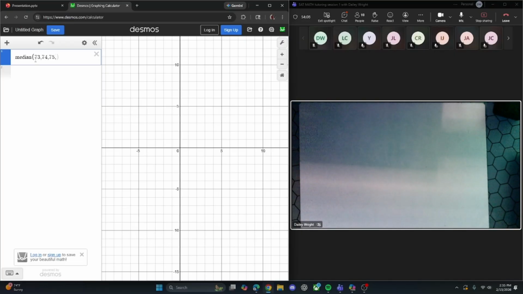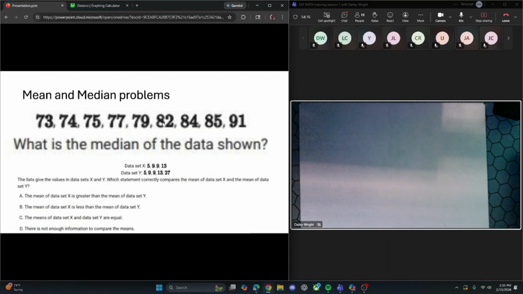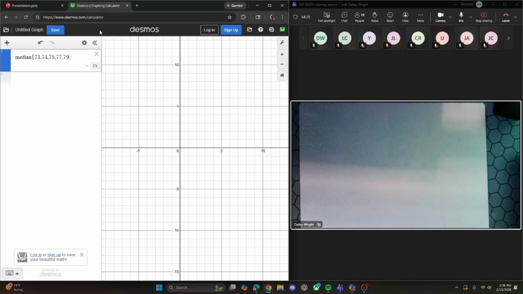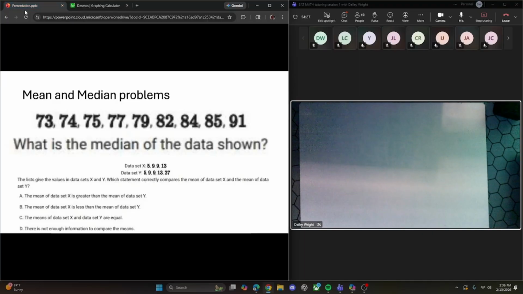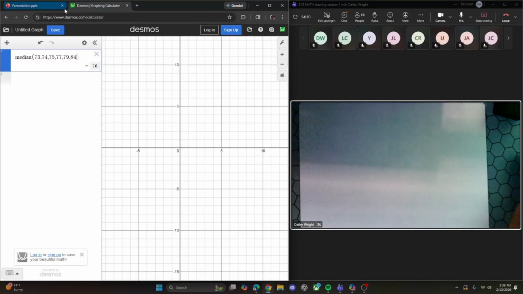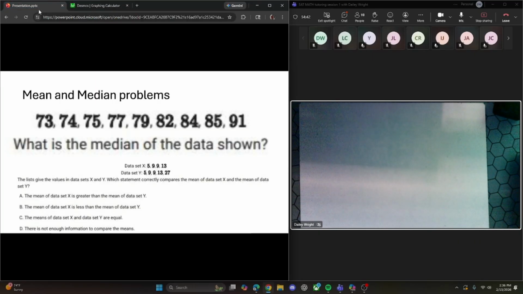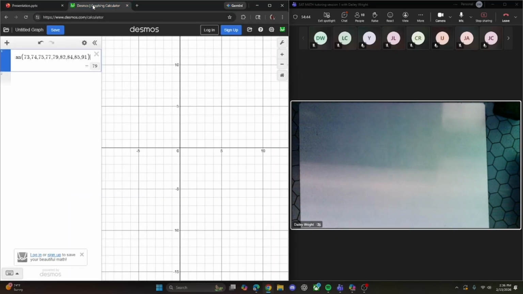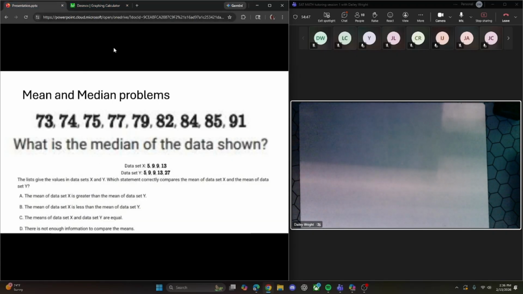Also, if it's a smaller data set like this, I personally wouldn't type this into Desmos, especially if it's ordered like this one is, because you can just find the middle number by crossing one off at a time from the sides, and that is so much quicker in my opinion. The less ordered and bigger the data set is, the better it is to do. 85, 91. So the median of this data set would be 79.